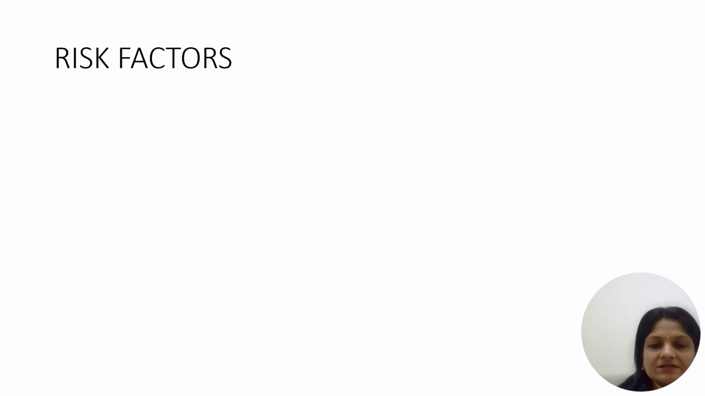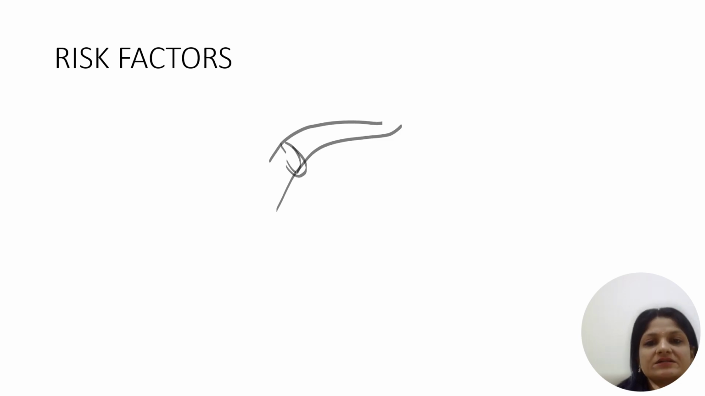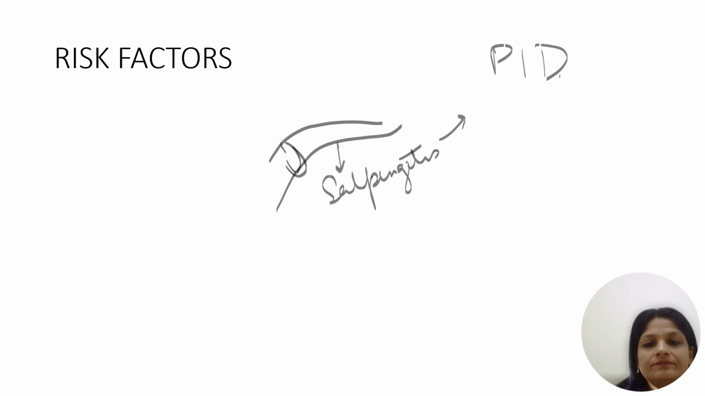So what are the risk factors? So as you have understood the physiology now, you know that anything that can block the tube, any sort of inflammation which can block the tube will constitute the risk factors for ectopic. So what are the factors which can cause inflammation to the tube? So any salpingitis that is caused by most commonly PID. Pelvic inflammatory disease will inflame the tube.